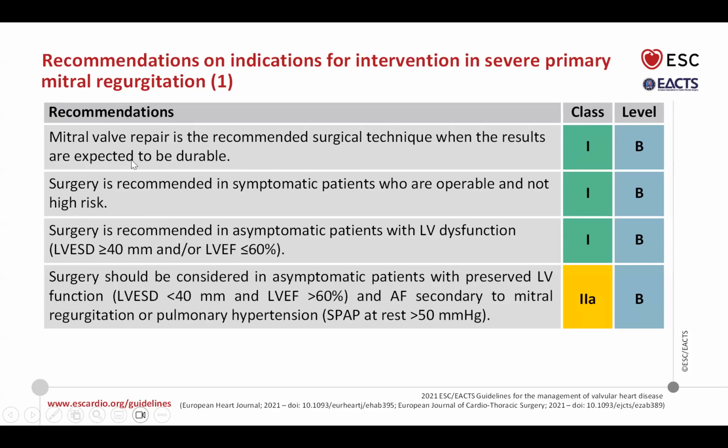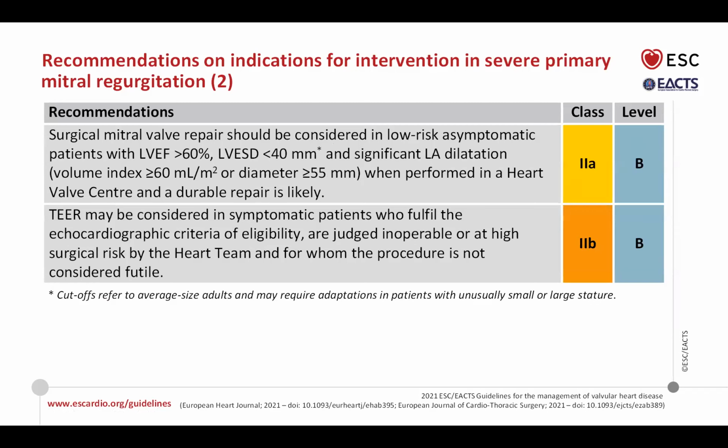It's recommended when the results are expected to be durable in primary MR, in symptomatic patients who are operable and not high risk, and in patients who are asymptomatic and have LV dysfunction. So it's a class 1 here. I think it was there too. Anyways, and all of that. Class 2A is for patients that are asymptomatic and have preserved ejection fraction, but have AF and pulmonary hypertension, and we don't want them to progress. Like Prof told us during the last lecture, sometimes doing surgery earlier might give more lasting favorable outcomes.